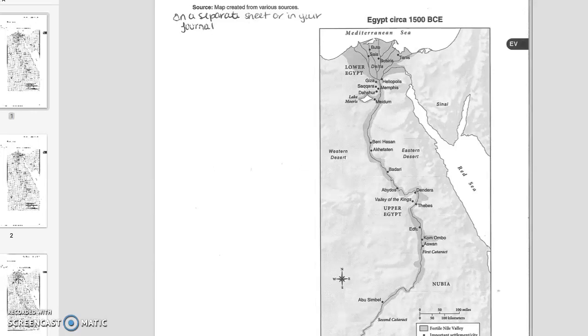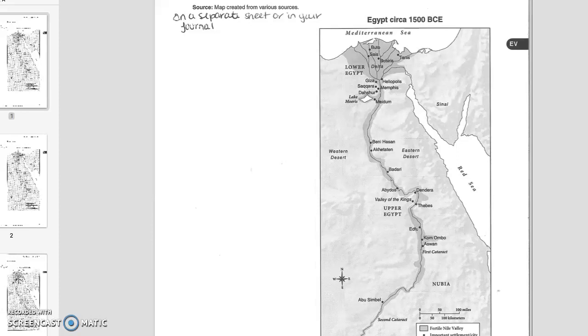Today we're going to learn how to analyze a document. When looking at a visual in social studies, it is important to determine what kind of visual it is. Visuals can include graphs, maps, pictures, charts, and political cartoons. Today we are looking at a map.